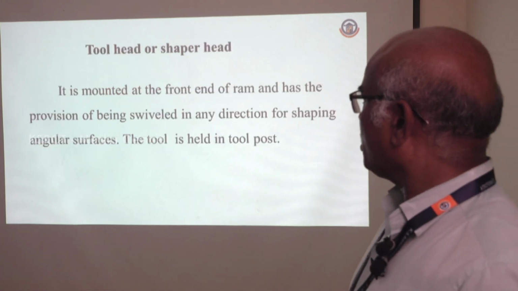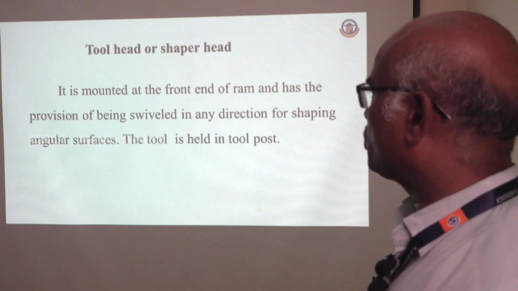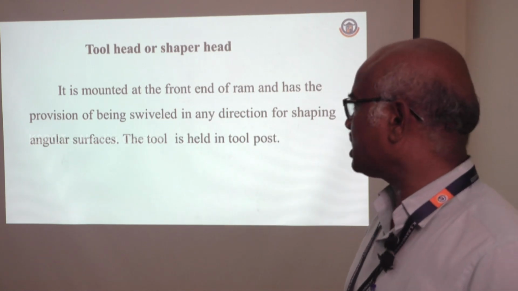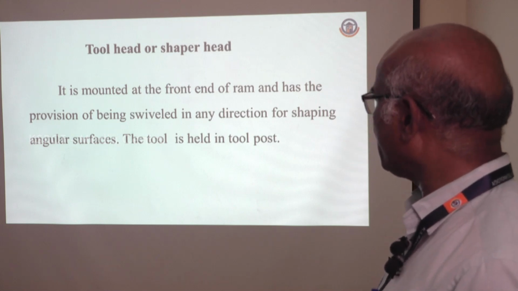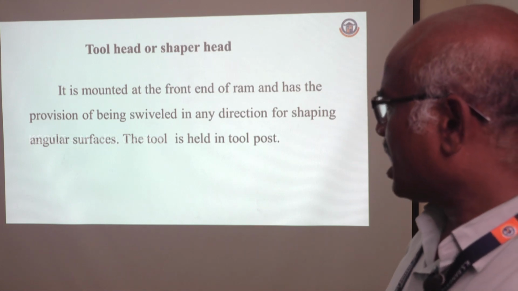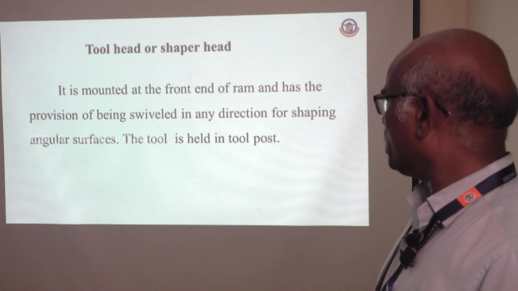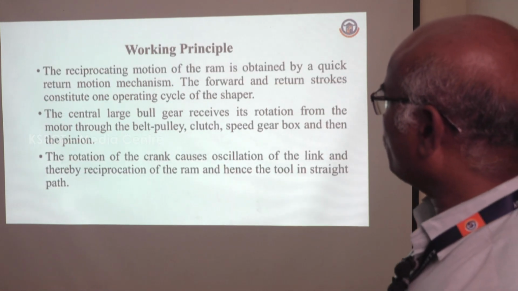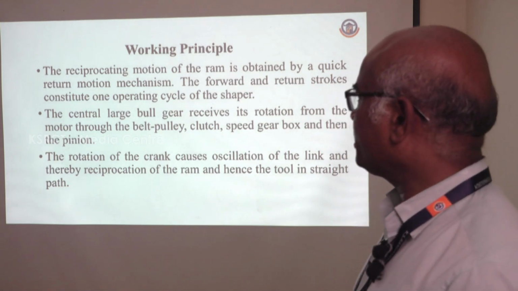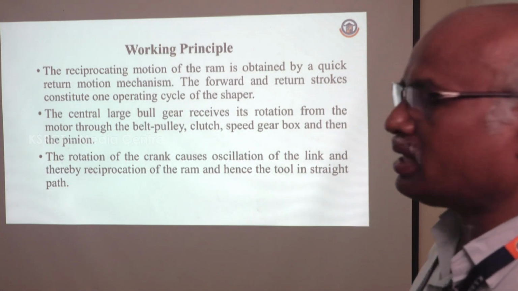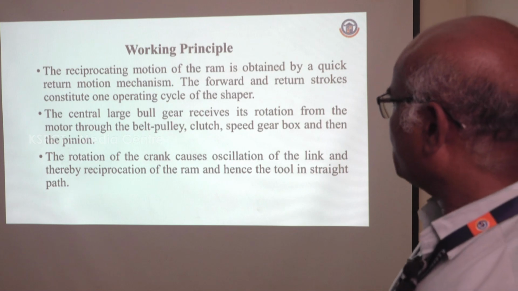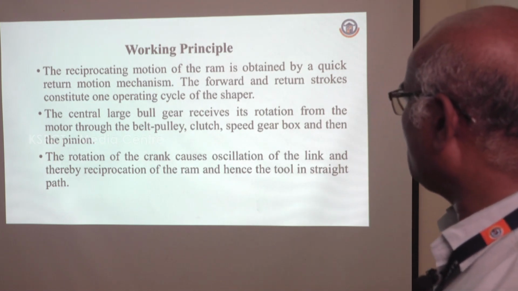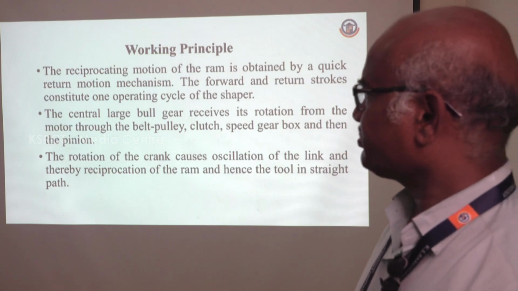Then the tool head or shaper head. The tool head is mounted at the front end of the ram and has provision for being swiveled in any direction for shaping angular surfaces. The tool is held on the tool post. The reciprocating motion of the ram is obtained by the quick return mechanism. This forward and return stroke constitute one complete cycle of the shaper.